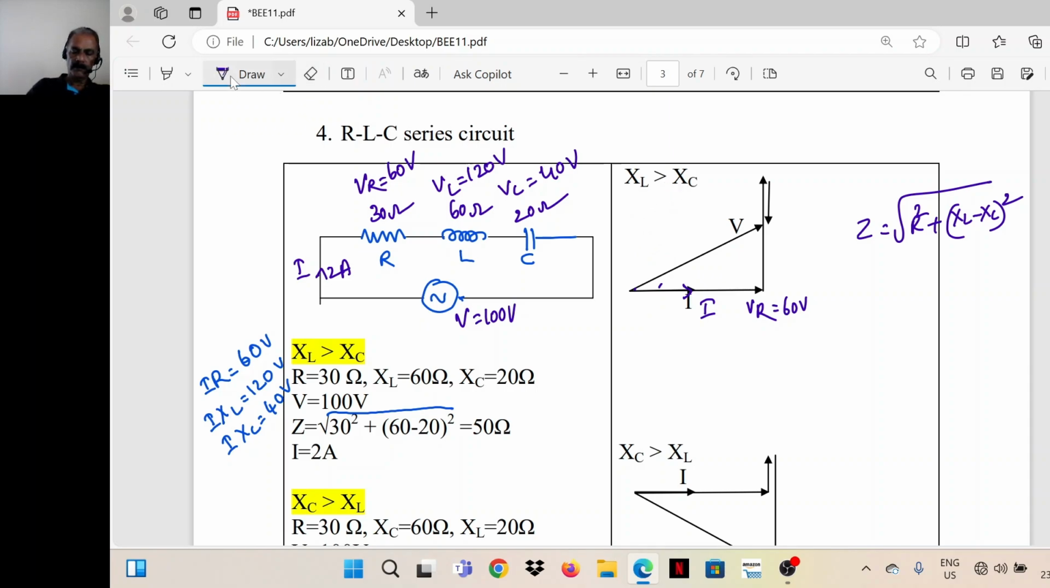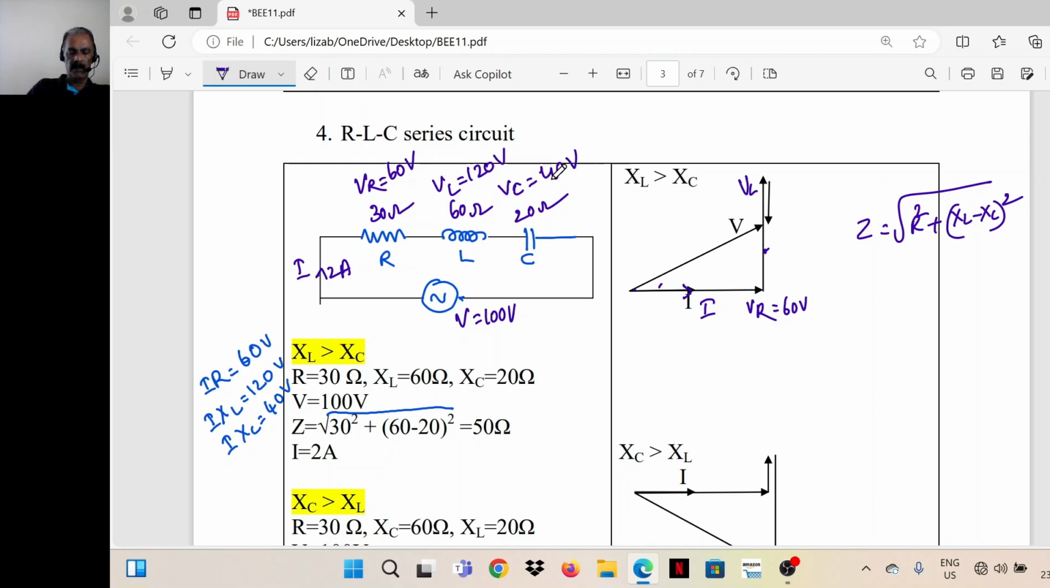So VL, I'll mark it in. This is the phasor VL. Then VC, VC is the voltage across the capacitor. In a capacitor, we consider the current through the capacitor and the voltage across the capacitor. So current through the capacitor, we have here voltage across the capacitor, VC is 40 volts.